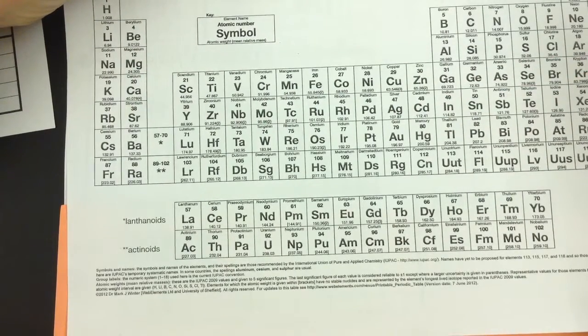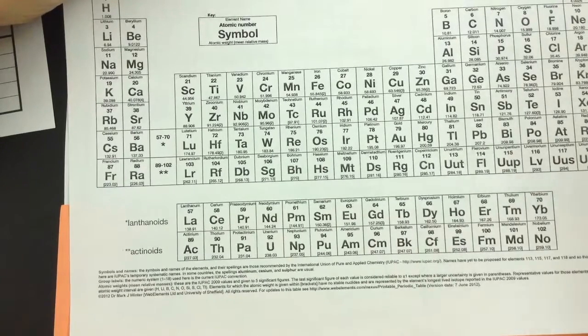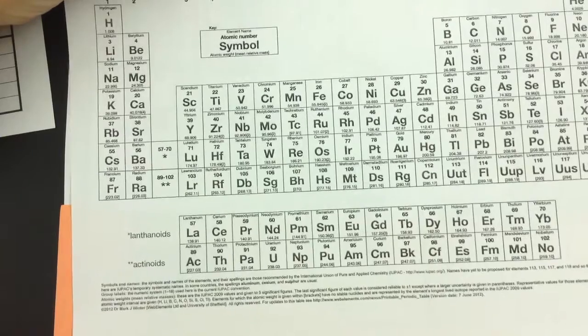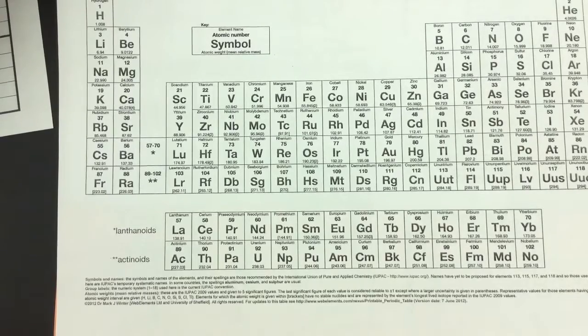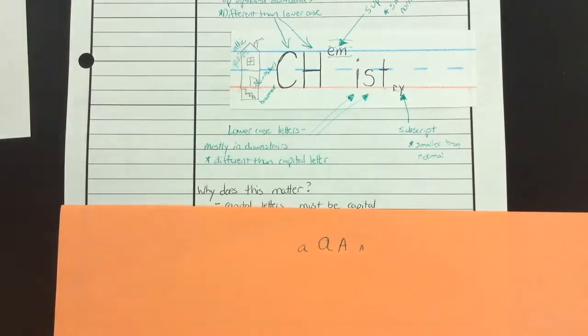None of them are two lowercase letters. Some are consonants, some are vowels. They're a wide variety, but none of them are the same either. But if you write them incorrectly, they might look like they're the same. Okay, so we have to be careful that we're writing our letters correctly.